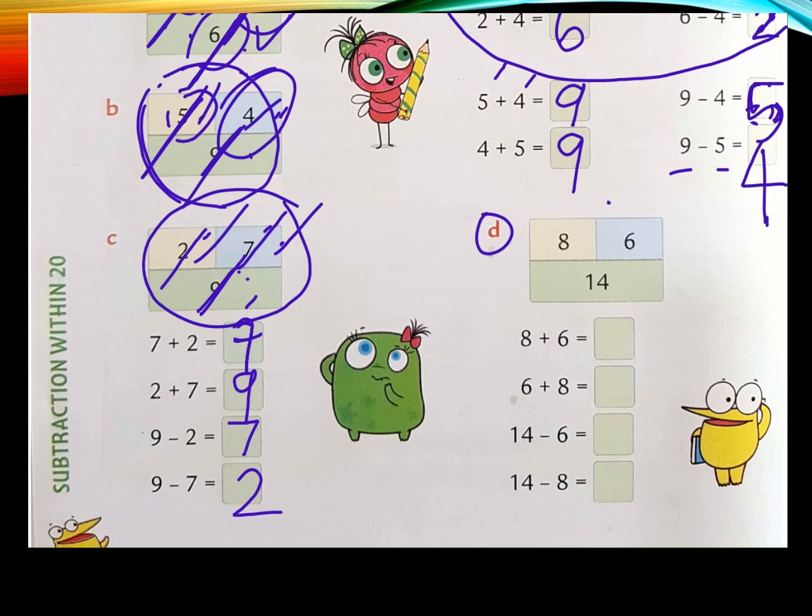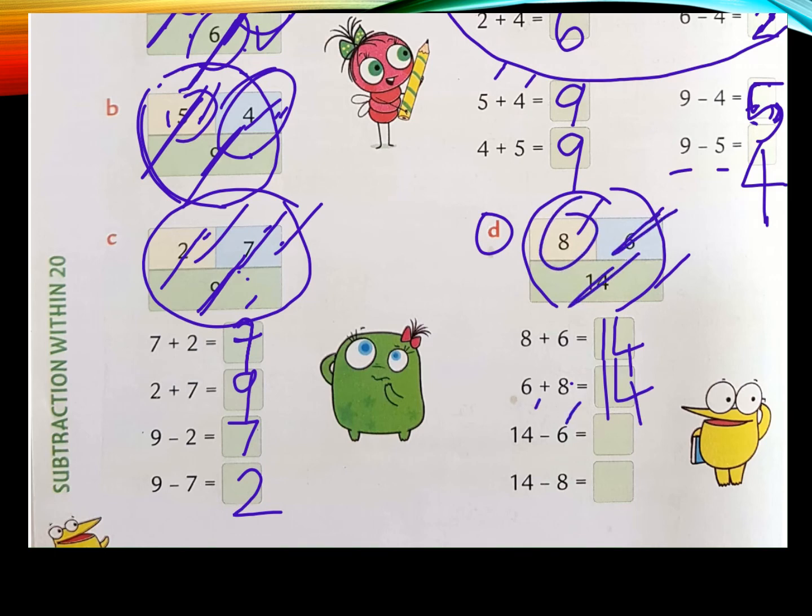D, this is another family. What are the numbers? 8, 6, and 14. 8, 6, 14. 6, 8, 14. 14, 6, and you are left with 8. 14, 8, and you are left with 6.